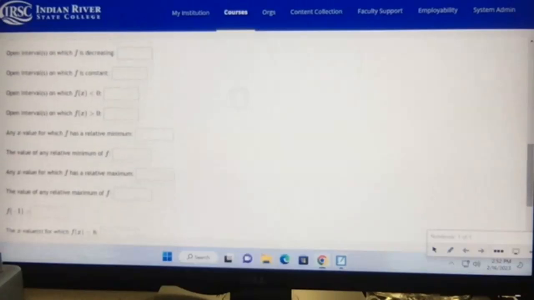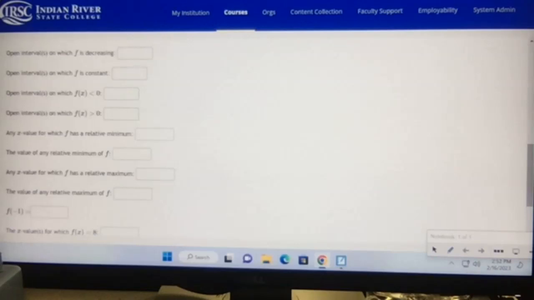Okay, so next is going to be our maximum and minimum. So it says any x value for which f of x has a relative minimum. The value of any relative minimum of f is blank. And then it says the same thing for maximum. Any x value for which f of x has a relative maximum and the value of any relative maximum.